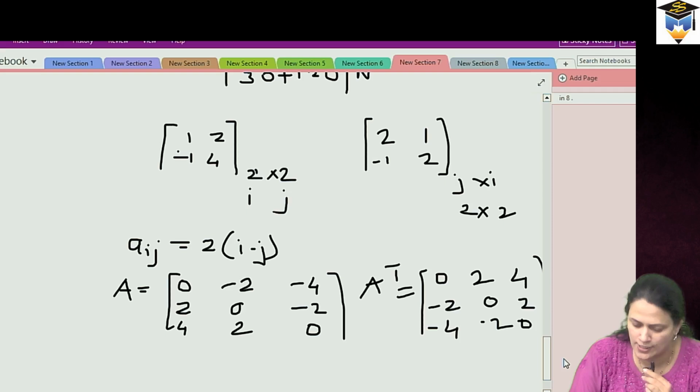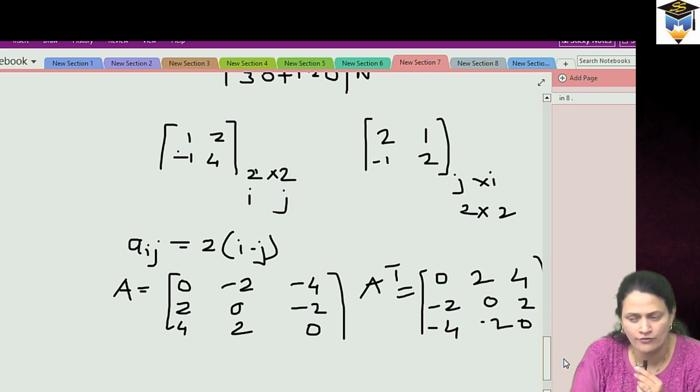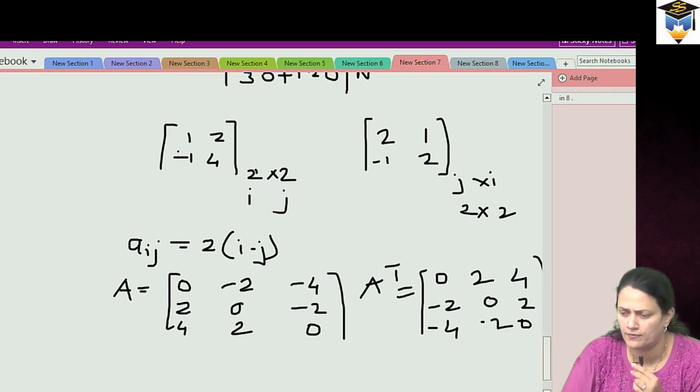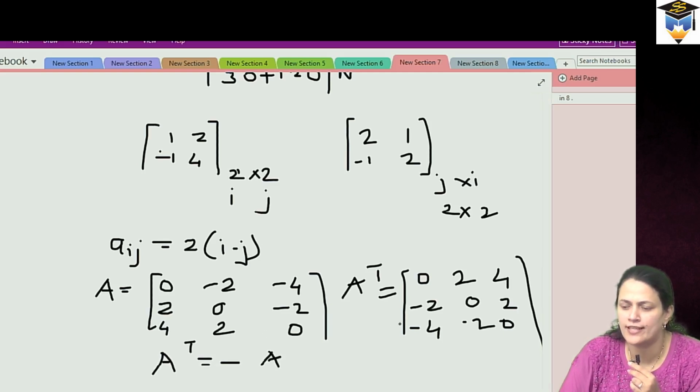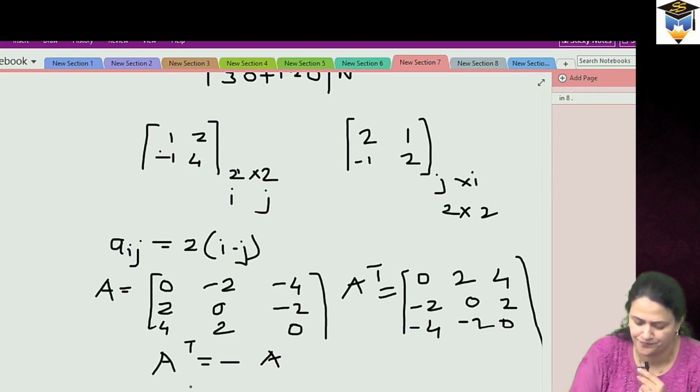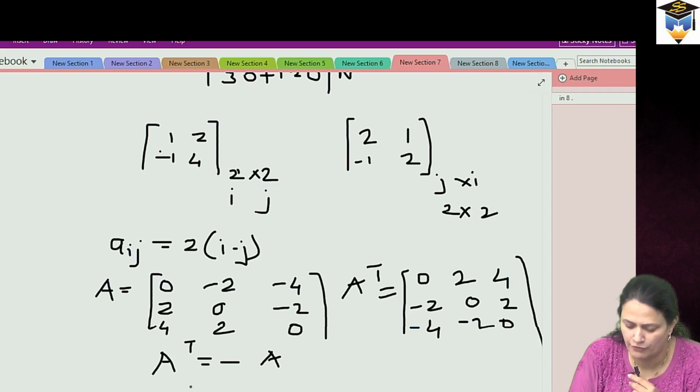So is A transpose equal to minus of A? Look at the sum and tell me. I am going to say A transpose will give me minus of A. Each and every element has an opposite sign. Check. So is it a skew symmetric matrix? Easy. Now let us go to question number 5.